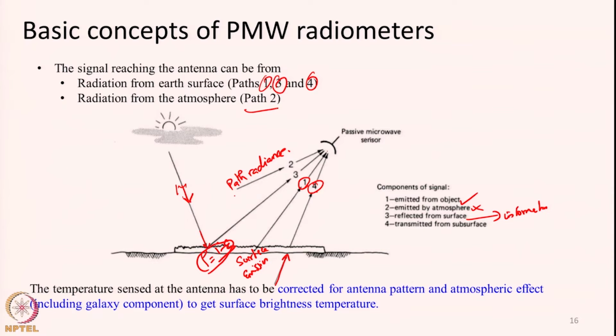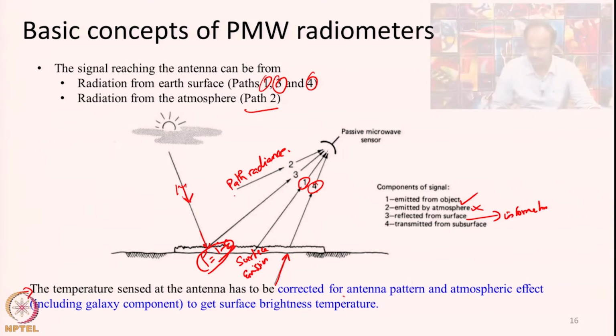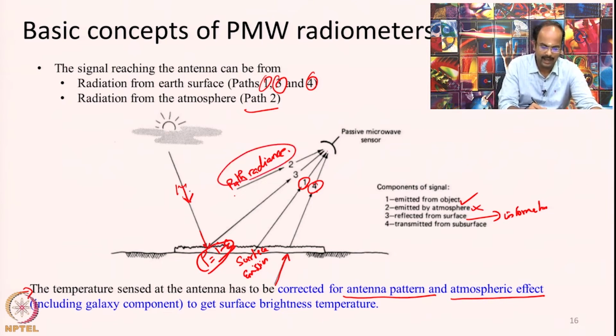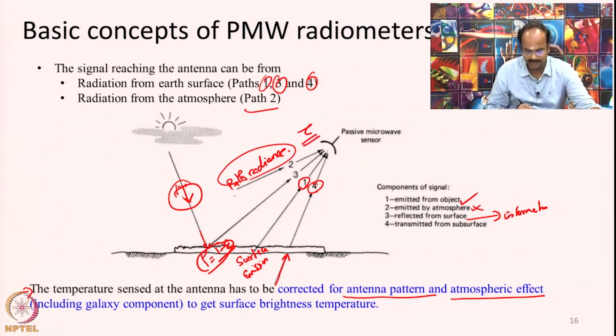So, in total, the temperature sensed at the antenna has to be corrected for, first, the antenna pattern, which we have already seen, and the atmospheric effects in order to get surface brightness temperature. Atmospheric effect means this path radiance term and this atmospheric emission term. If we correct for these two, and sometimes transmissivity, especially at higher frequencies, then we can calculate the surface brightness temperatures.